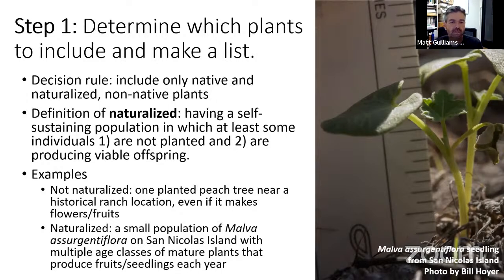So as an example of a plant that's not naturalized, a planted peach tree near a historical ranch location, even if it makes flowers and fruits. So that would be not naturalized. Naturalized, a good example of that is Malva assurgentiflora on San Nicolas Island. We know of a population that's in a wild place that wasn't planted. There are multiple mature plants of different age classes, and every year we go there, we find new seedlings. So this is a real example, and here's a seedling that Bill Hoyer documented to help us make this decision.